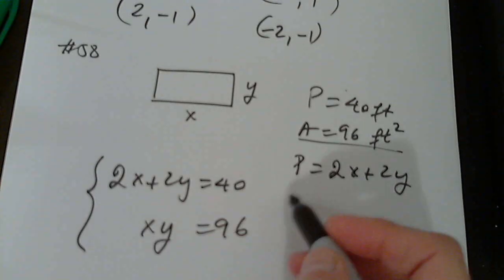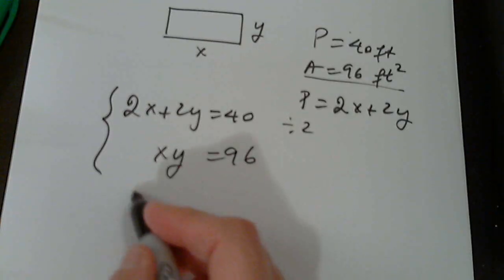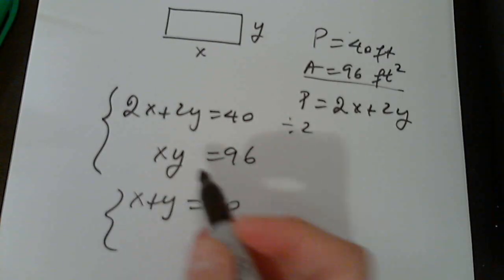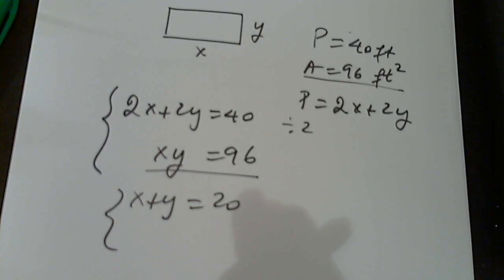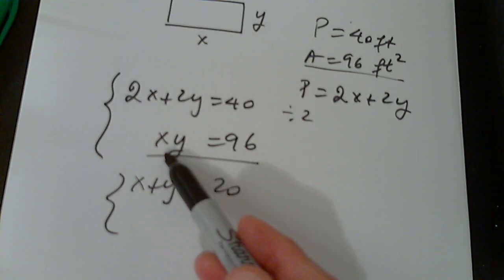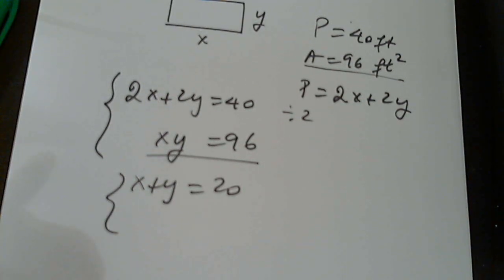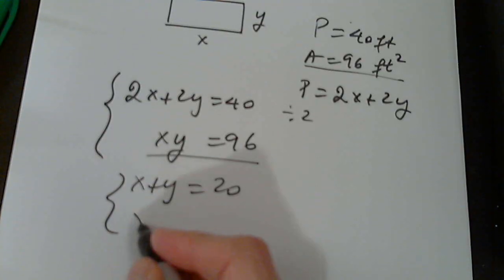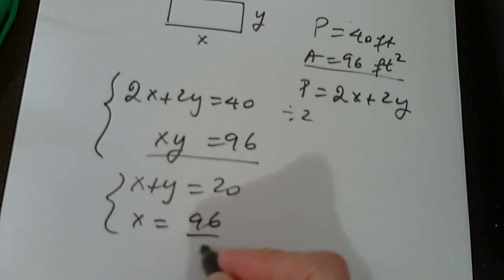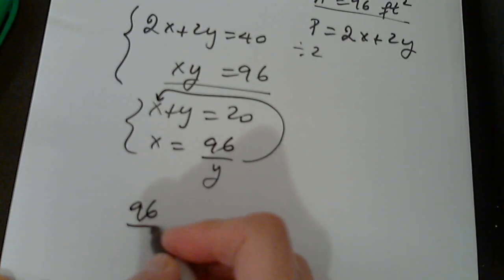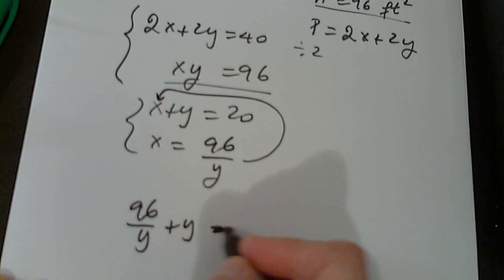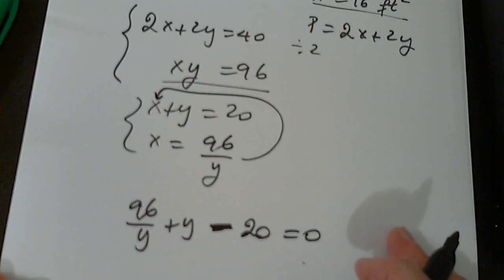First of all, I will simplify dividing both sides, the first one by 2. So then I have x plus y equals 20. And of course, like before, I'm going to solve either for x or y. Any preference? It doesn't matter. We have to solve for either x or y, the second equation. No preference, I'm going to solve for x again. So 96 over y. I have to put it in the first equation like before. So 96 over y plus y minus 20 equals 0.